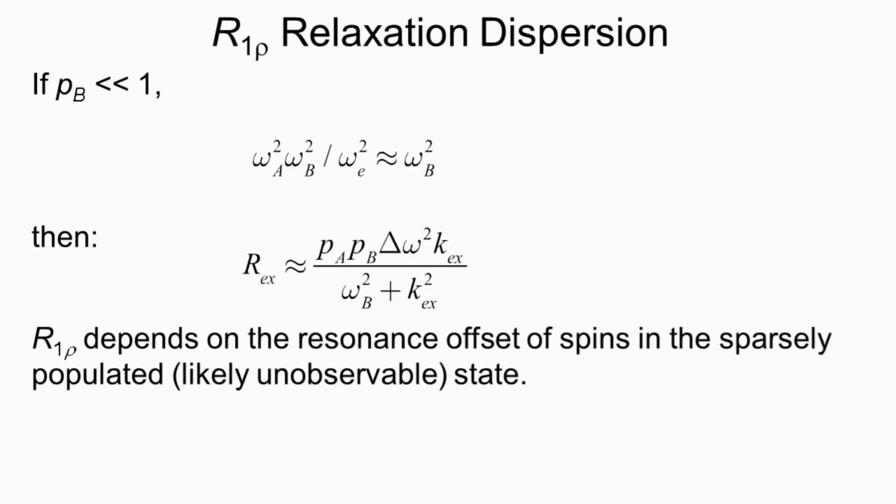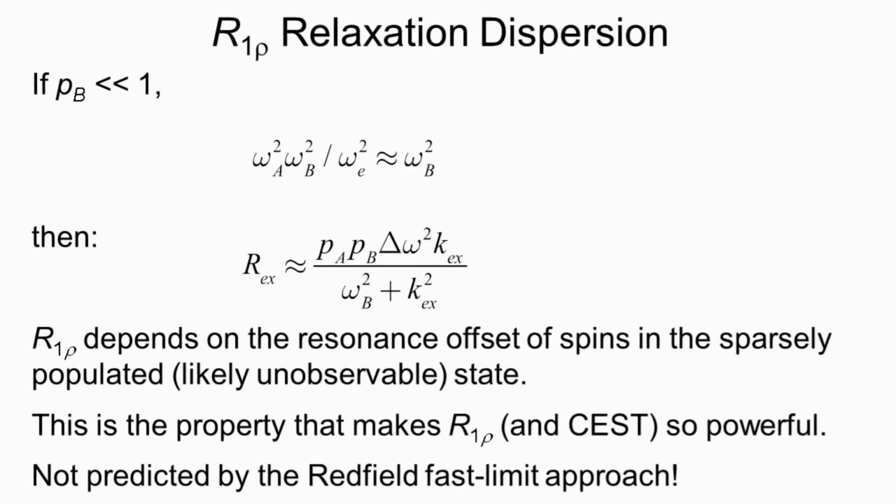We did this calculation in the Redfield limit. In the Redfield limit, we found a very similar expression, except we had omega E squared in the denominator. Now we have omega B squared. This says that we can find the minor state, the invisible state's resonance position, by measuring R1 rho while shifting the carrier frequency. And that is a really terrific result. That's what makes R1 rho and the related CEST experiment so powerful and so popular.